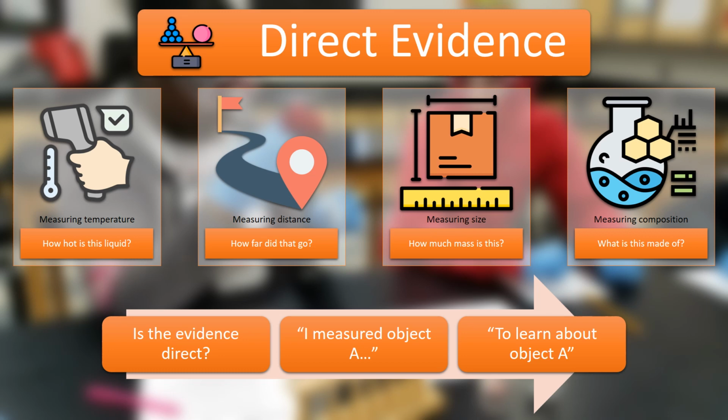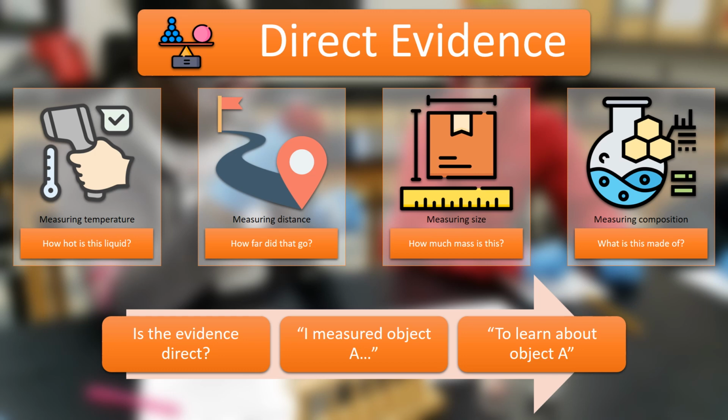So when we're talking about direct evidence, what we mean is making a measurement of one object, in my case object A, in order to learn more about that specific object. So you can see at the bottom it asks, is the evidence direct? Well, I measured object A to learn about object A. So there's some examples here on this slide. If you measure the temperature of a liquid, you are making a direct measurement because you are measuring the object that you're trying to learn about.